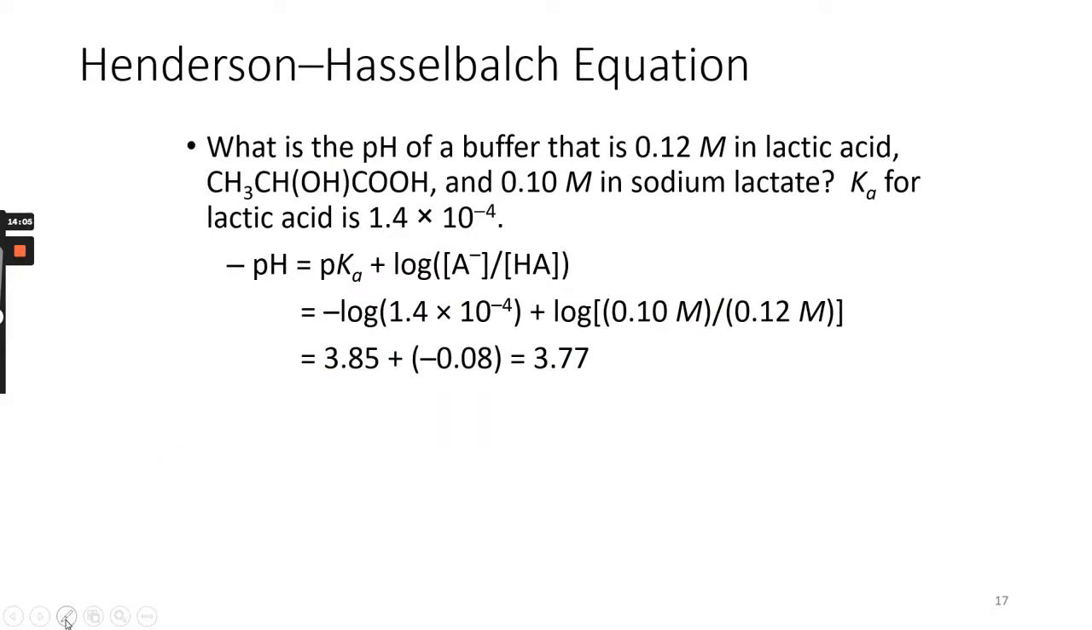So let's do an example here. What is the pH of a buffer that is 0.12 molar lactic acid and 0.1 molar sodium lactate? The Ka for this is 1.4 times 10 to the minus 4. So here we have our Henderson-Hasselbalch equation, which is just the pH equals the pKa plus the log of your base over your acid. We have our Ka value, so we take the negative log of that. We have the log of our concentrations divided by each other, and we get a pH of 3.77.